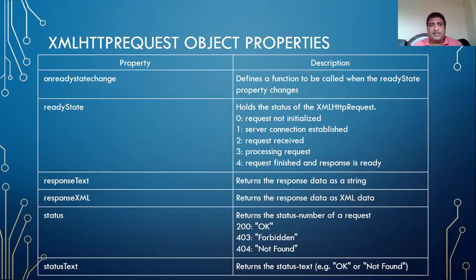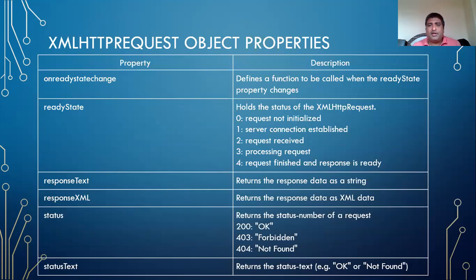Next one is XML HTTP request object properties. In the last slide we have seen the methods. In this slide we are going to see the properties. So the first property is onreadystatechange. Onreadystatechange means when we click on the button, the state gets changed. That is preloaded before button click, and loaded after button click. So these are the two different states.